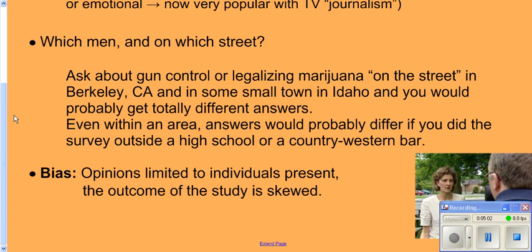If you are outside a small town in Idaho versus on the streets of Berkeley, California, you would get two totally different answers about gun control and legalizing marijuana from each one of those groups. So in other words, you end up getting a skewed result. That skewed result is considered a bias.